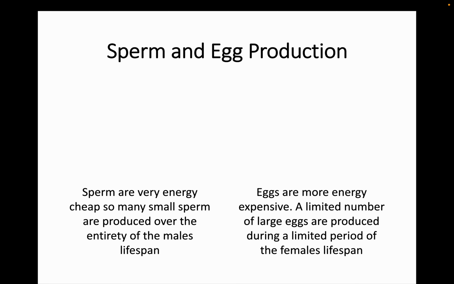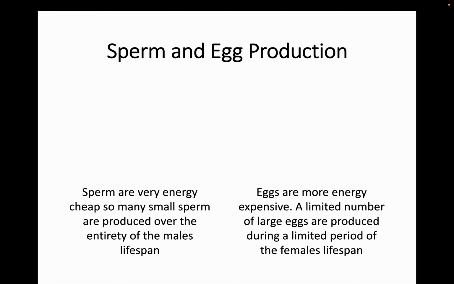So first thing to go back to is both sperm and eggs and comparing both of them. Now, this is something you'll have discussed even at National 5 level. The idea is that sperm are very energy cheap. There are millions and millions of them produced. It takes very little energy to do so. Lots of these sperm are then produced over the entirety of the male's lifespan. There's not really a cut-off date where sperm either stops being produced or it's not viable anymore.